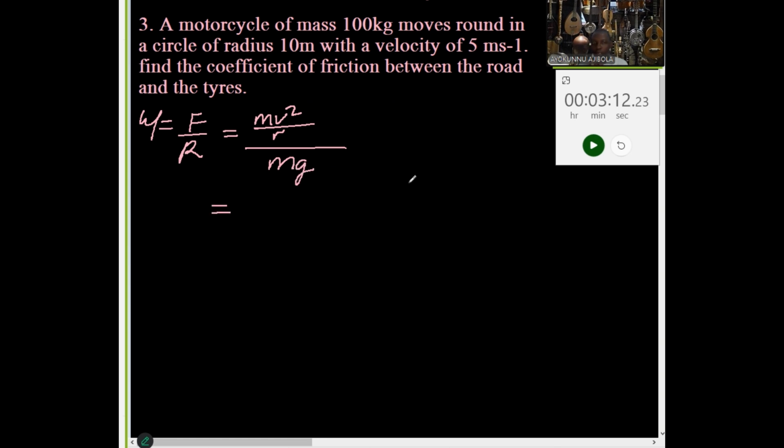So at this stage, we have the mass 100, times the velocity square, that is 5 square, then divided by the radius, which is 10. Then all this divided by the mass again, times the force of gravity, which is 10.